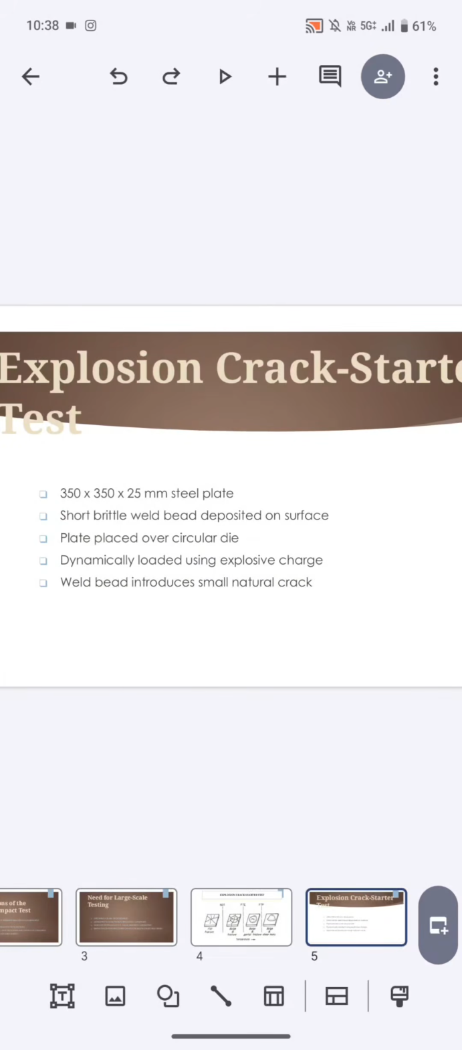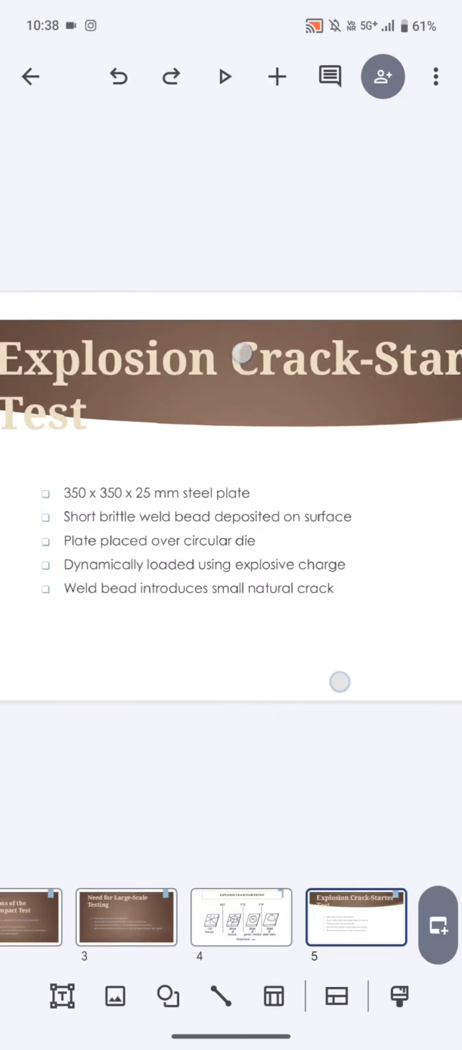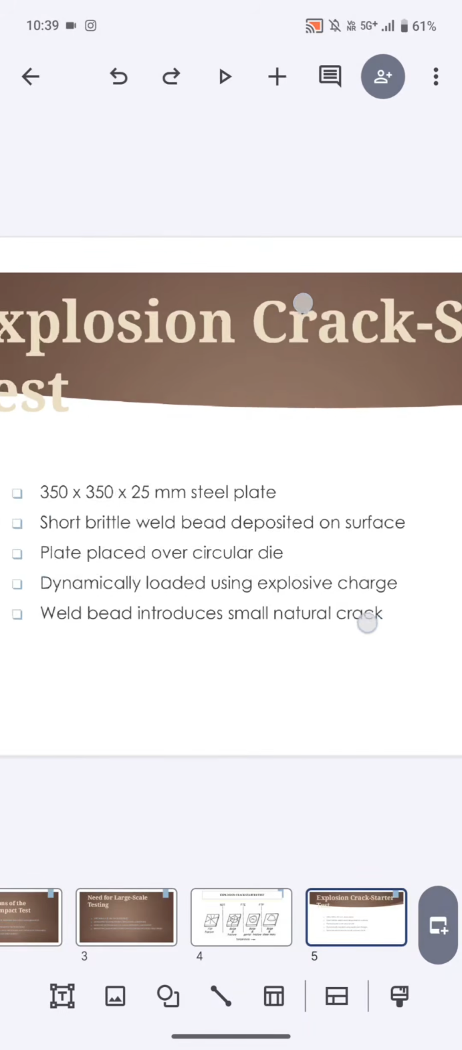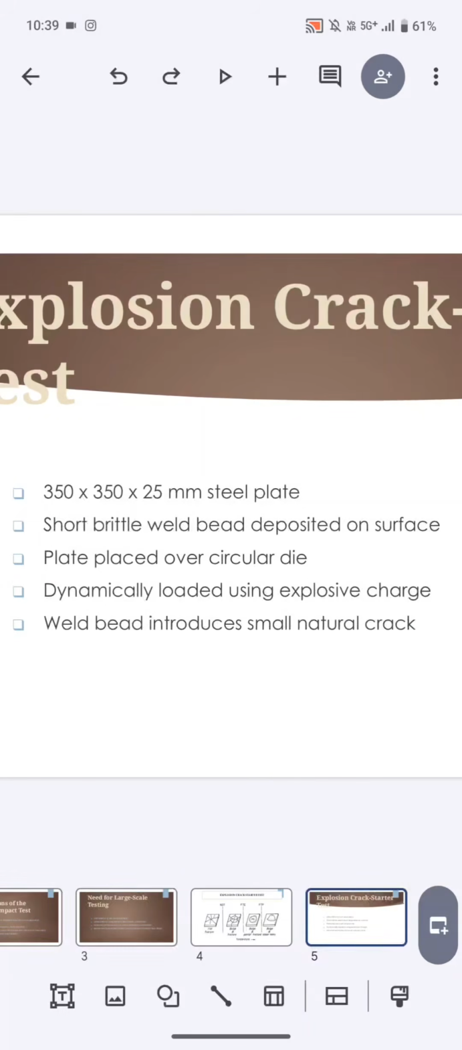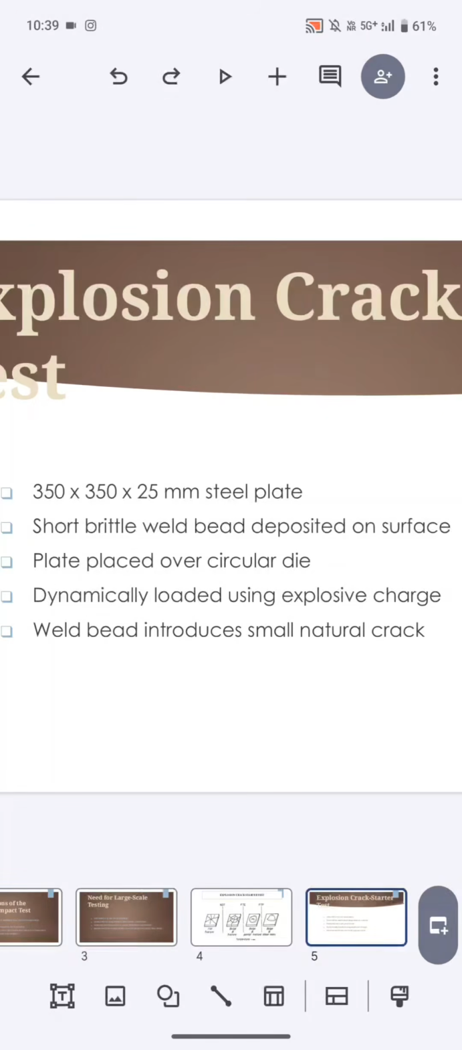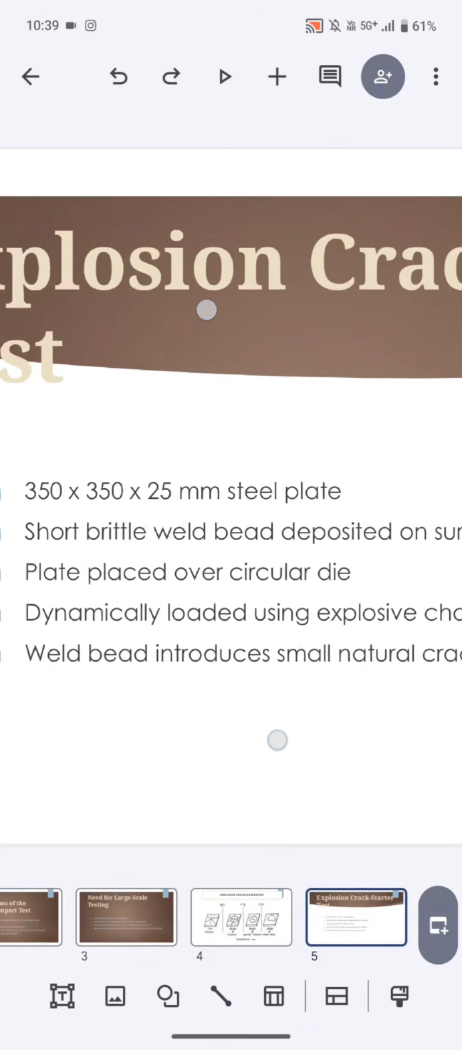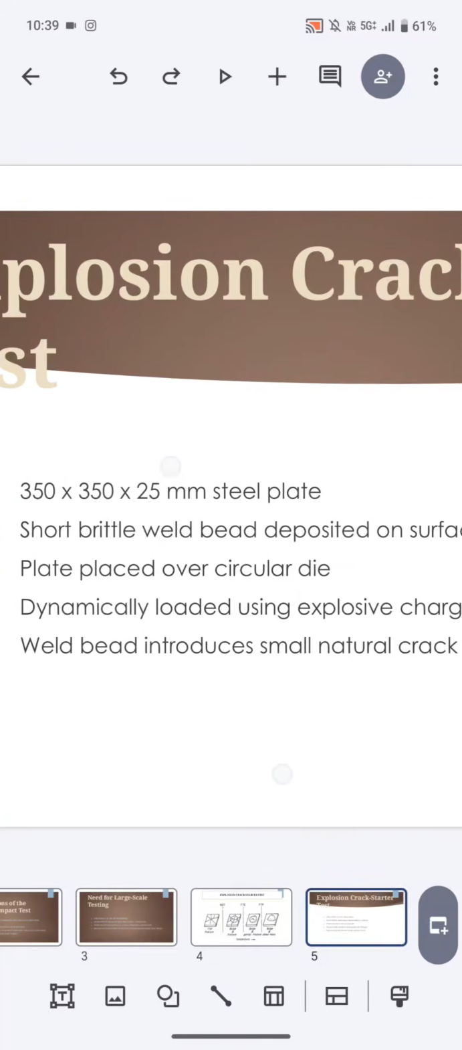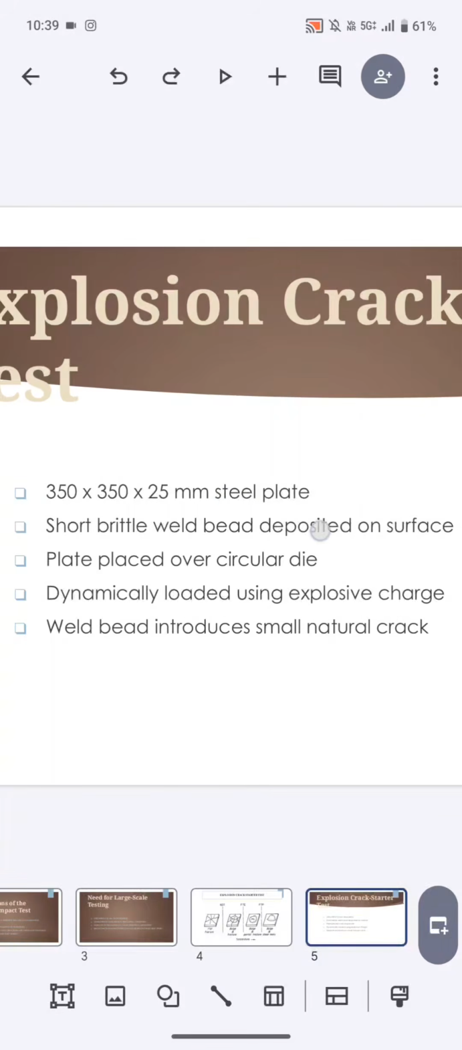Next, we move on to the explosion crack starter test. It is a 350 by 350 by 25 mm steel plate. It is made up of a short brittle weld bead deposited on the surface. The plate is placed over a circular die and dynamically loaded using an explosive charge. The explosive charge may be anything used in the laboratory. The weld bead introduces a small initial crack.